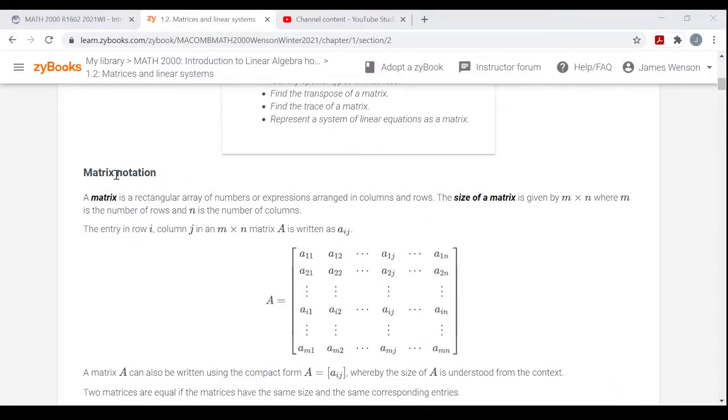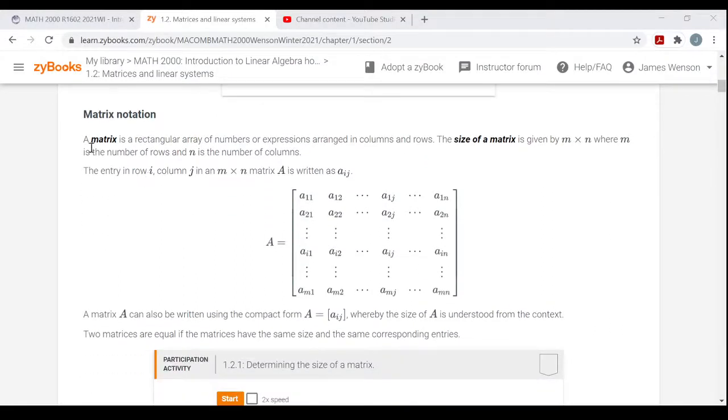First part's on matrix notation. A matrix is a rectangular array of numbers or expressions arranged in columns and rows. The size of a matrix is given by m by n, said m×n, where m is the number of rows and n is the number of columns. Rows are horizontal, left and right. Columns are vertical, up and down.